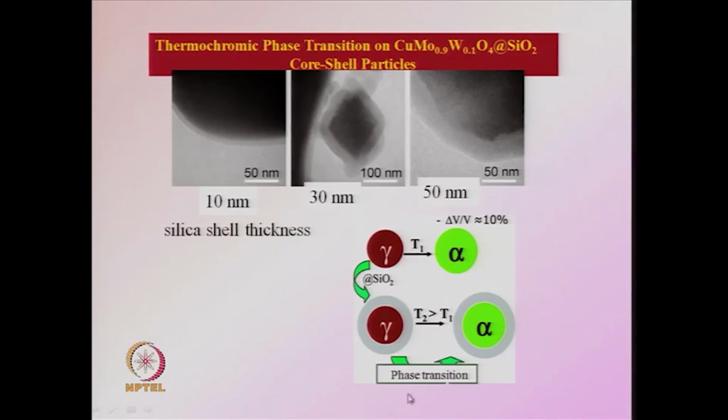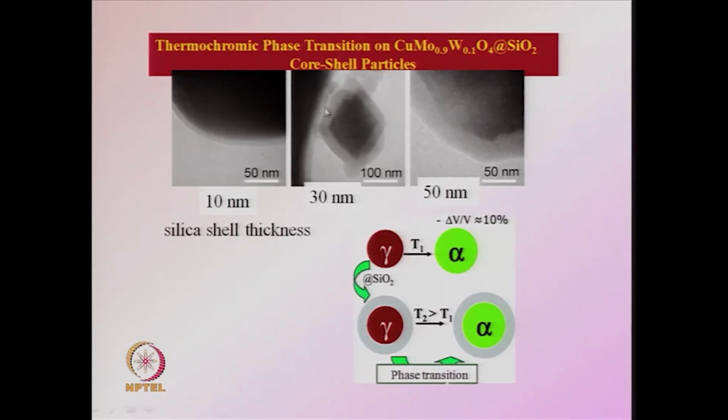So, it is a phase transition, which we can call a first order phase transition, because the structure is changing, right. So, this gamma to alpha transition takes place at temperature T1 in the particle which has no shell. There is no shell around it.